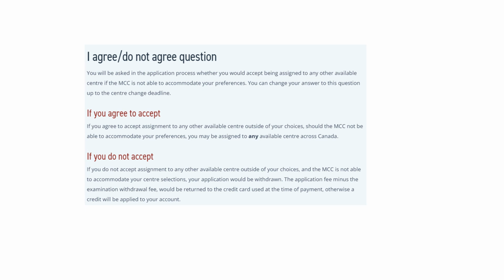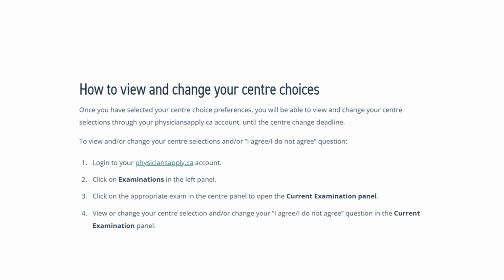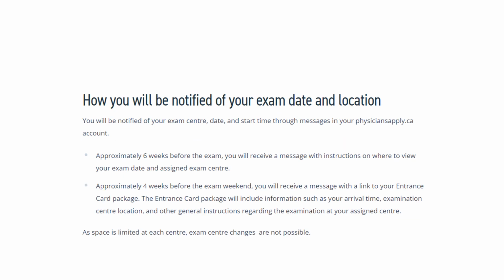There'll be a question if the MCC is not able to accommodate your exam station preferences. They will ask you to choose one of these exam centers that is available. So you'll have to agree or not to agree with the choices they give you. You will have access to physiciansapply.ca where there'll be examinations, and at the left side of the panel you'll see the current examination panel, and your exam center choices can be recorded there.